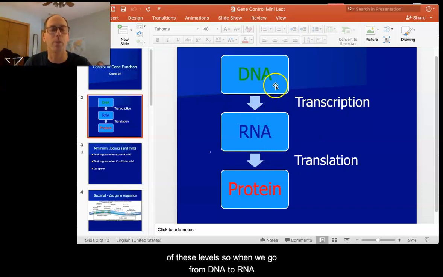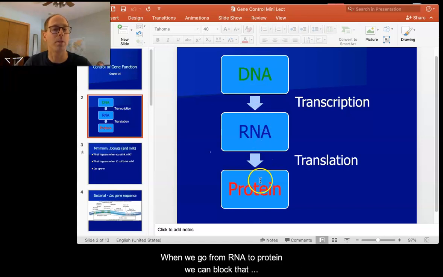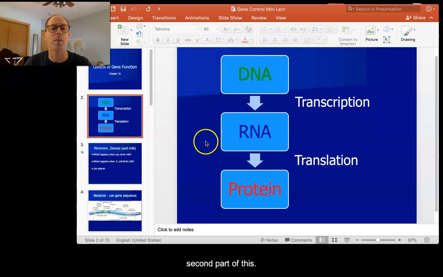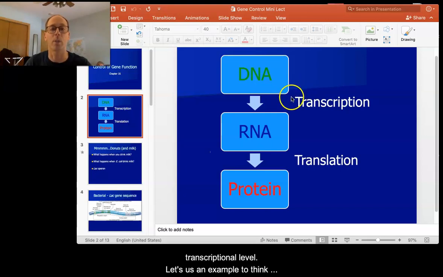So when we go from DNA to RNA, we can either block or enhance that process. When we go from RNA to protein, we can block that process at the ribosome. And then in eukaryotic cells, as we'll see, some eukaryotic cells have some strategies here to deal with proteins, and we'll talk a little bit about that in the second part of this. So we're going to talk about how prokaryotes do this. And prokaryotes do this mostly at this DNA to RNA level, so they're controlling gene expression at a transcriptional level.